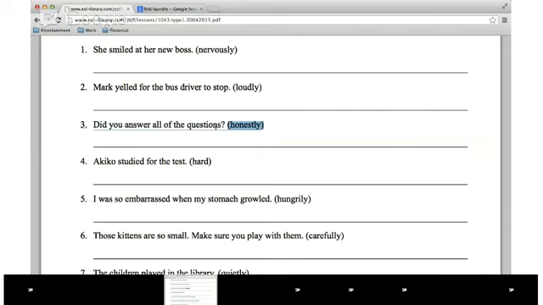Okay, so that's how we would say that. We would put it right after the direct object here. Did you answer all of the questions honestly? I was trying to think last class if I could say "answer honestly." Did you answer honestly all the questions? Did she answered honestly to all? It just doesn't sound right. So yeah, she answered or she answers all of the questions honestly. It's the best way to use honestly. It goes at the end.